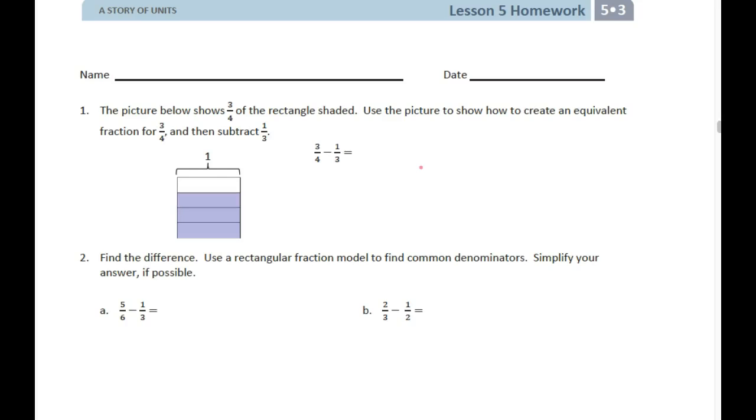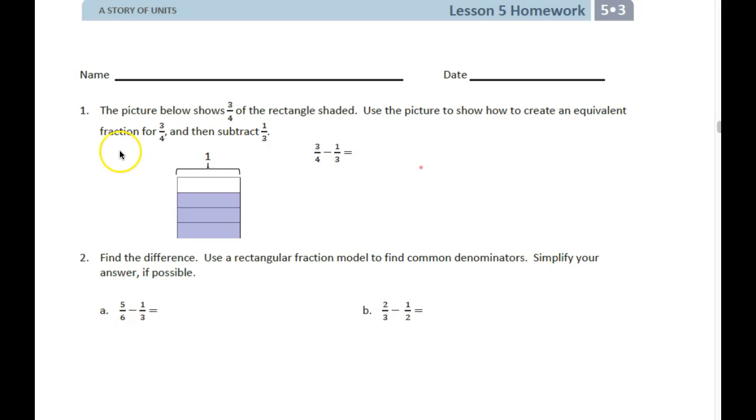Welcome to Lesson 5 for Module 3. What we're taking a look at today is really similar to the addition that we've been doing with fractions, but this time instead we're taking some away. Just like with addition, in order to combine the amounts, we have to make the sizes the same. And the same is true for subtraction.